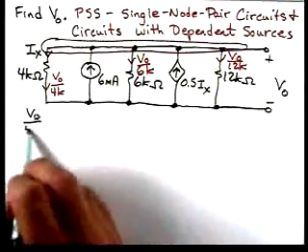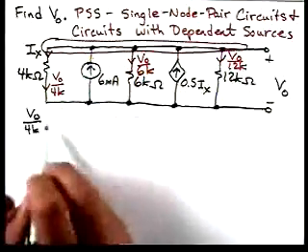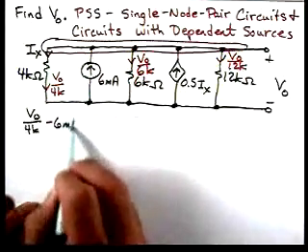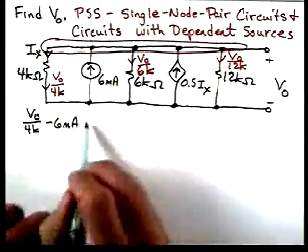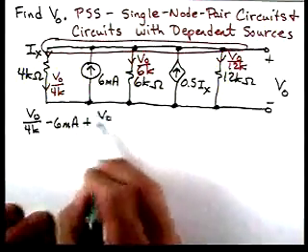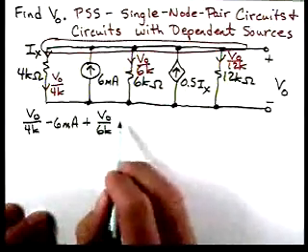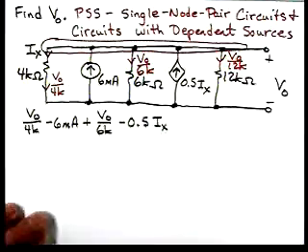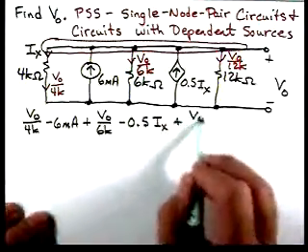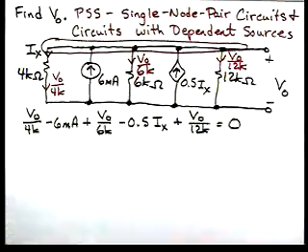So summing currents leaving, setting them equal to 0. We have V0 over 4K. There's 6 milliamps entering. That's minus 6 milliamps leaving. Here's the current leaving. That's V0 over 6K. This current is entering, so that's minus 0.5 Ix, plus V0 over 12K, equal to 0. So there's our KCL equation.